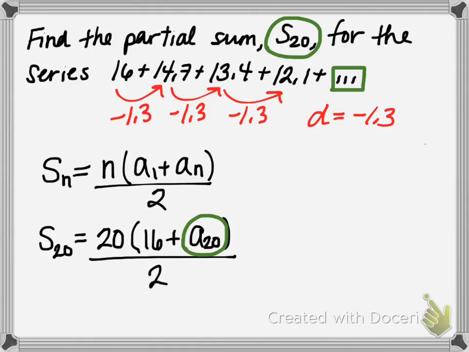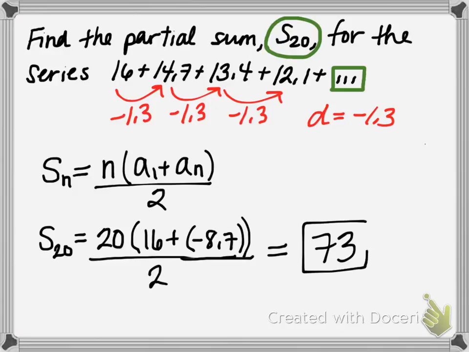Now we can go back to our partial sum, and we can fill in this piece that we didn't have before. Now we know that the 20th term is negative 8.7. So 20 times the quantity, 16 plus negative 8.7, all divided by 2, and we get a grand total of 73. So 73 is the value of the partial sum for the first 20 terms.